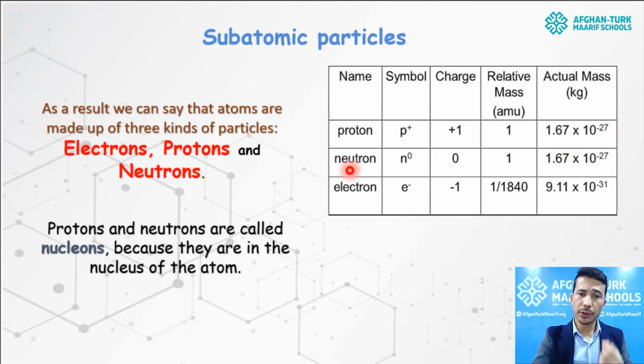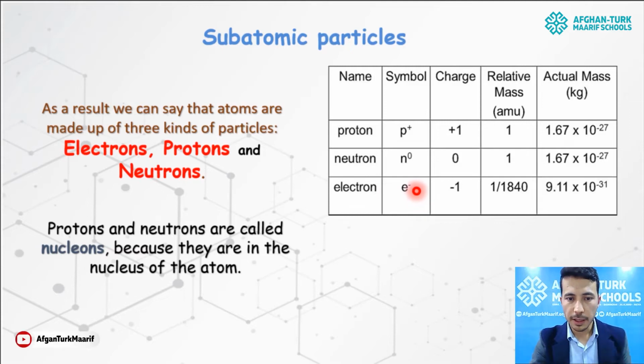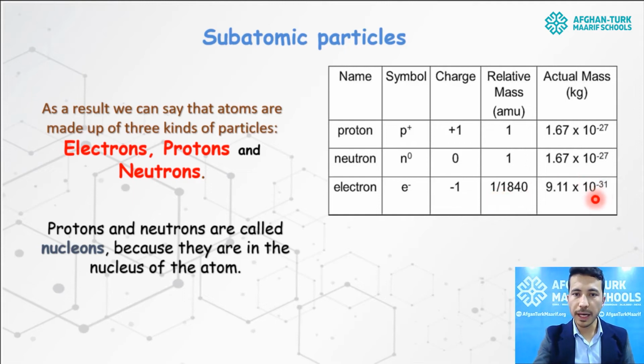Let's come to the neutron. Neutron is neutral, so its charge is 0, and again the relative mass of the neutron is 1, and the actual mass is near or the same as proton, 1.67 times 10 to the power of minus 27. When it comes to the electron, the electron symbol is e with a minus symbol, and the charge is -1, and its mass is 1 by 1840 times that of proton and neutron, and its actual mass is 9.11 times 10 to the power of minus 31. Exactly, so these are the properties of these subatomic particles.